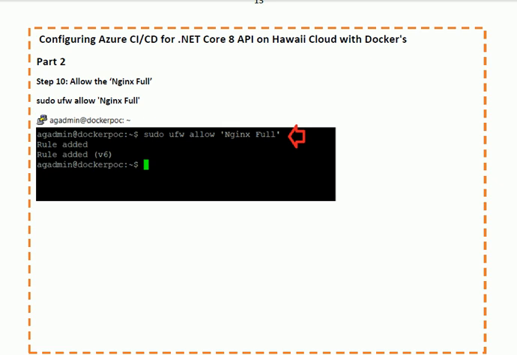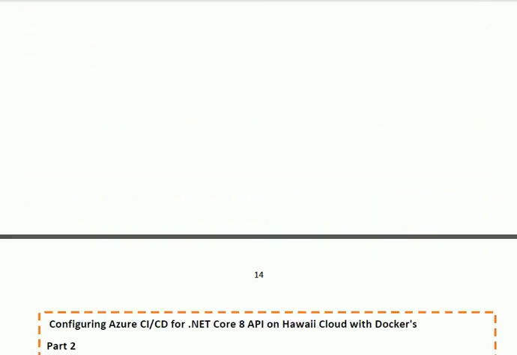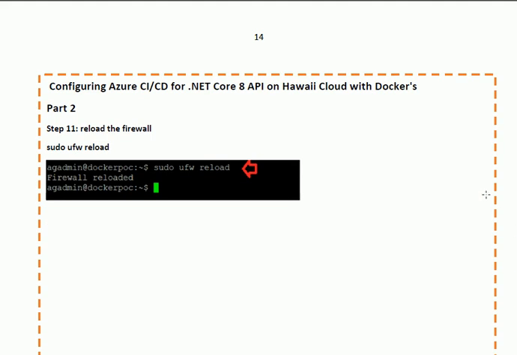So after configuring the different ports, we shall need to reload the firewall so that we can get all the required result. For this we shall use the command sudo ufw reload, in order to get the changes in the firewall.